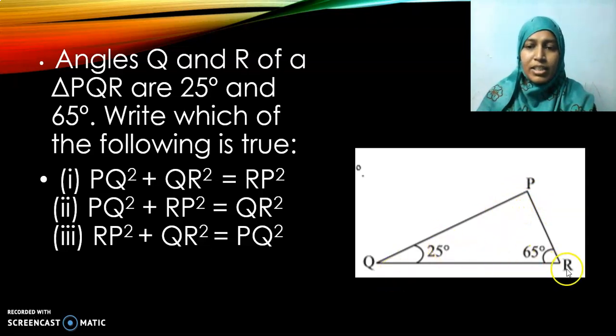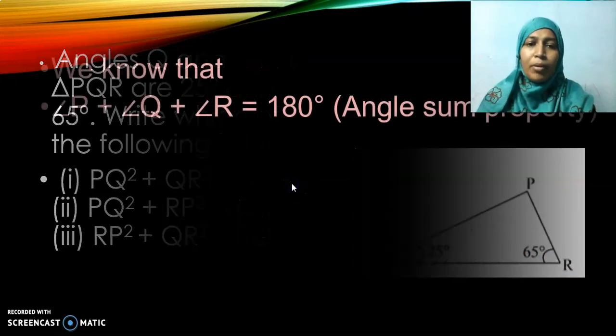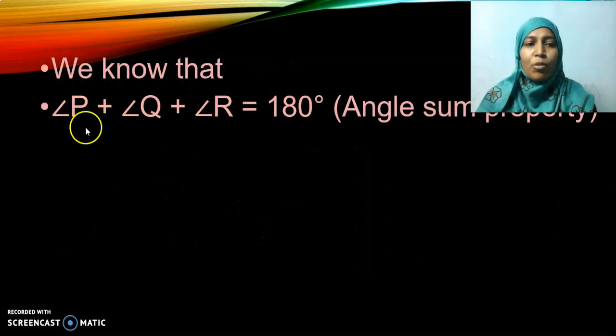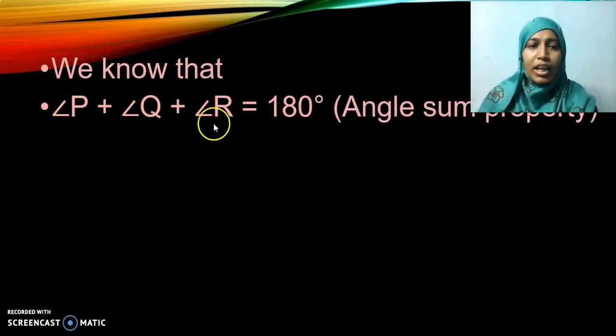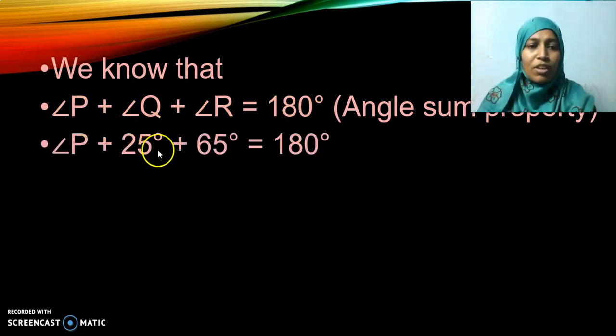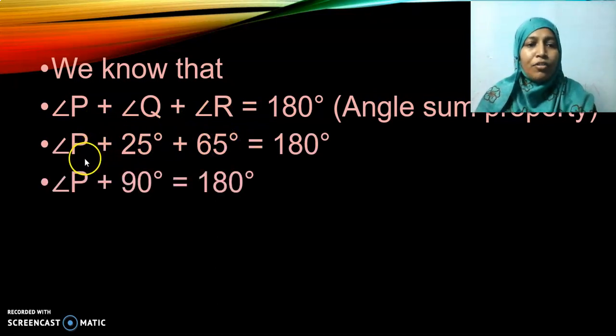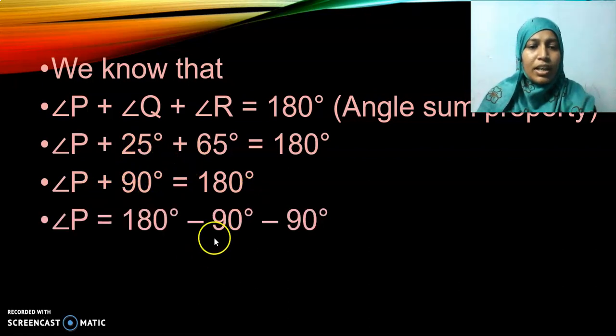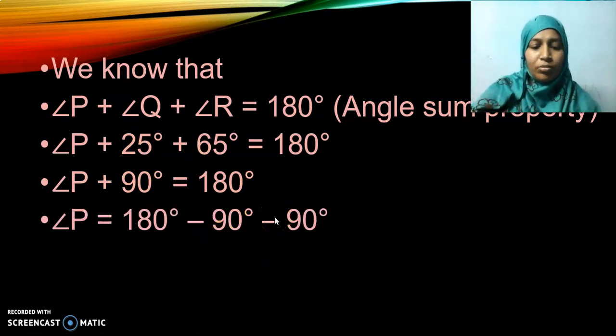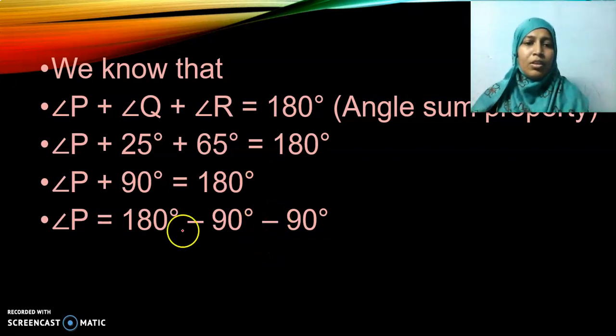I already know two angles in a triangle. I have to find the third angle. What property am I going to use now? Yes, we are going to use the angle sum property. By angle sum property, all the three angles sum should be equal to 180 degree. We know two of the angles, 25 plus 65. To find the third angle, I add these two and transpose this 90 to this side, and it is equal to 180 minus 90, which is 90 degree. So angle P is 90 degree.